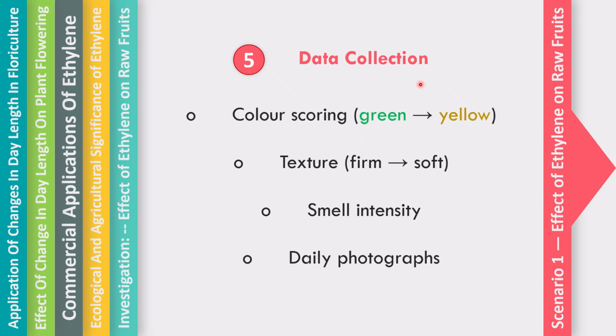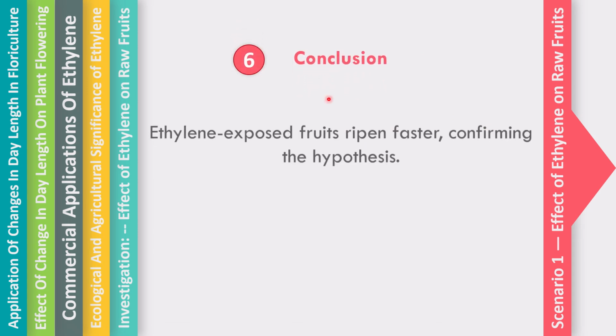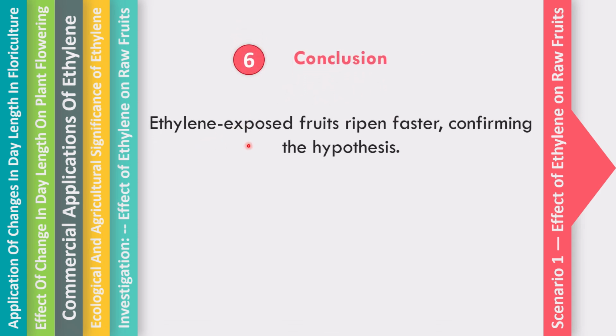Data collection: color scoring as they change from green to yellow; texture, firm to soft; smell intensity; and daily photographs. Conclusion: ethylene-exposed fruits ripen faster, confirming the hypothesis.